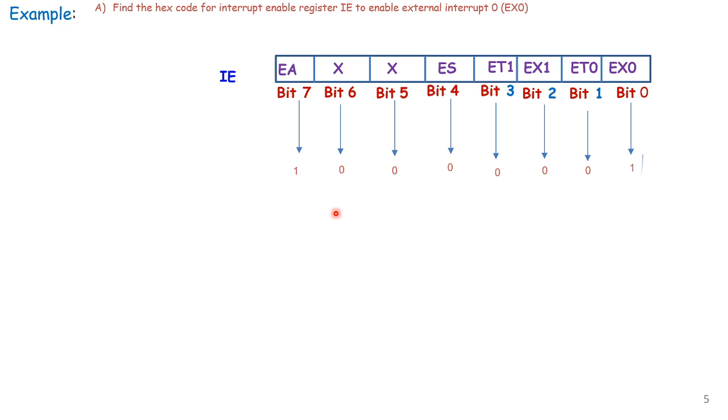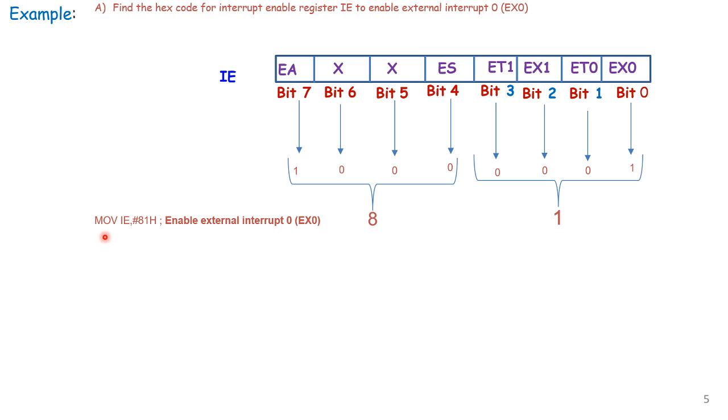So the number in nibble form, this will be equal to 1 in hexadecimal. All these are 1 0 0 0, which means it is 8 in hexadecimal. So we should load in the interrupt enable register, MOV IE, #81H. So this is 8, this is 1, and this is a hexadecimal number. So this enables the external interrupt 0, that is EX0. This is the answer to that question.